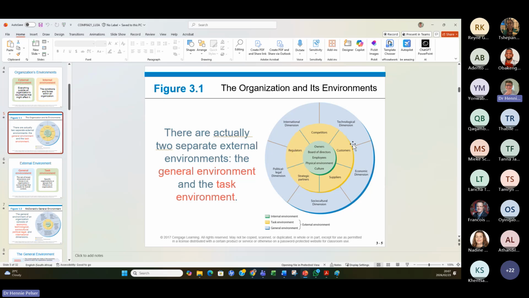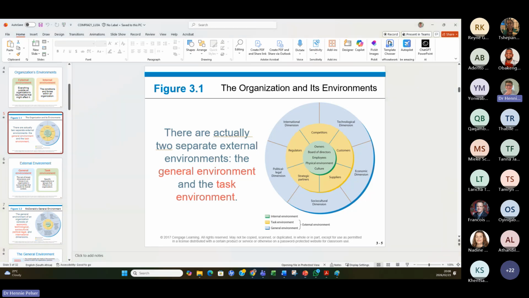You will tell me the kind of customers and customer needs there are. You'll tell me about competitors, whether they are new competitors, what the competitors are doing, what the suppliers, etc., are doing. In terms of the political-legal dimension, the one thing I want to share, and I will stick it on the WhatsApp group because it is really, really powerful.